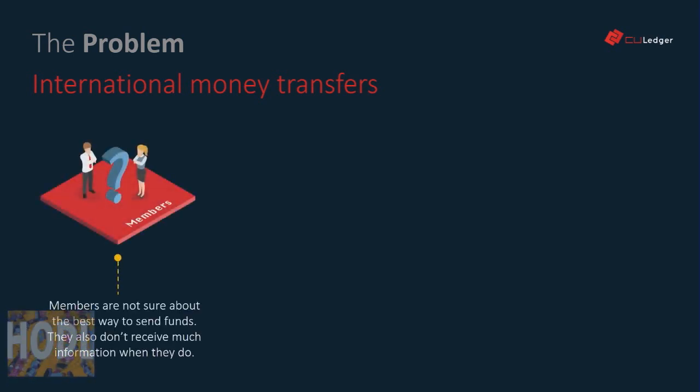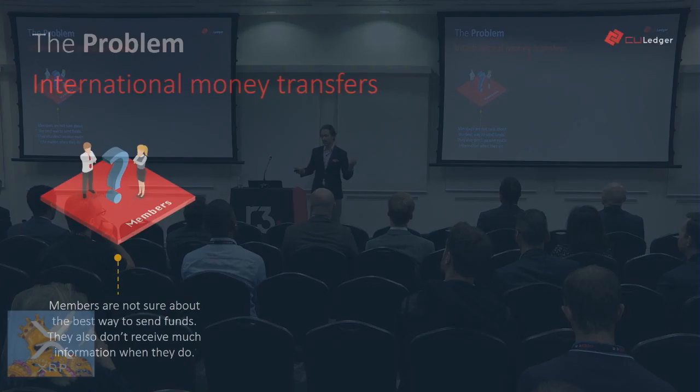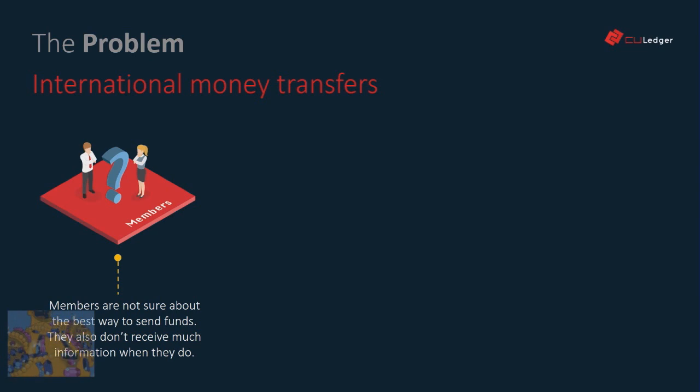Credit unions, also known as financial cooperatives, have members. Credit unions serve the community. They are profit-minded but not profit-driven. When members need to make payments, and members can be physical people or companies, they are not really sure which payment methods to use, and they don't have a lot of information about the payments. It's a notorious problem, especially with international payments. You're not sure about conversion rates and so on. So that's a big issue.